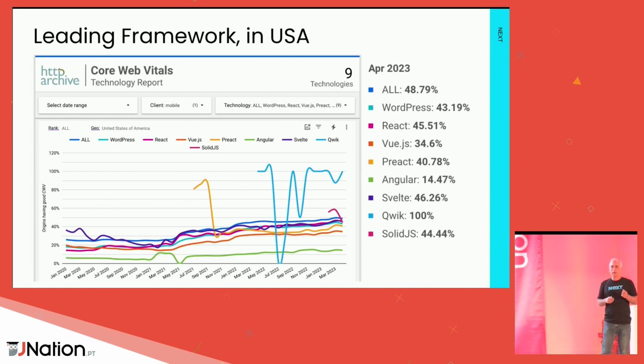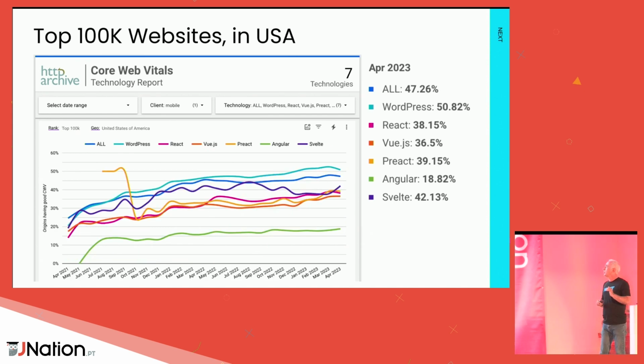Now, it's interesting. Another interesting thing that we can do, another interesting filter, is not to look at all the websites, but to look at the top websites in terms of traffic. So here, I'm looking at the top 100K websites in the US, and I had to drop some of the frameworks because they effectively had close to zero websites in this category. And we see something interesting. We see that the scores really moved around. Some scores went up, some scores went down.